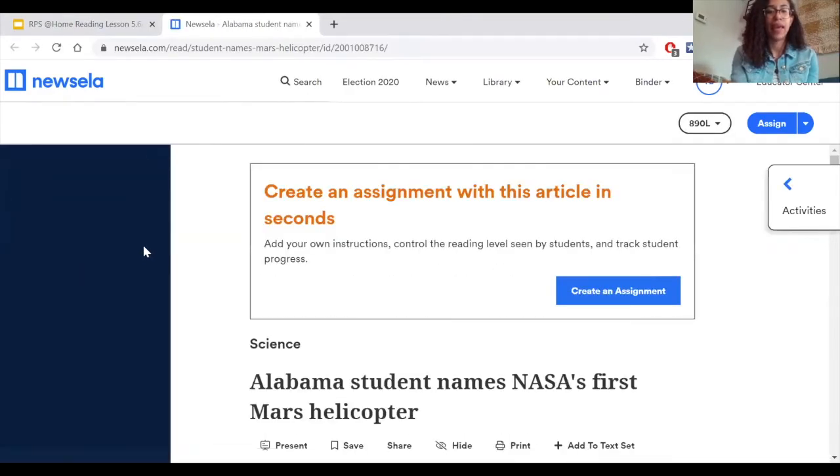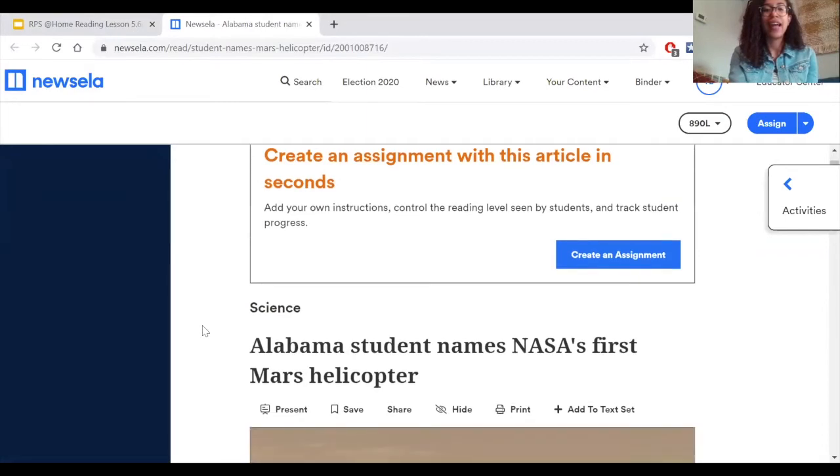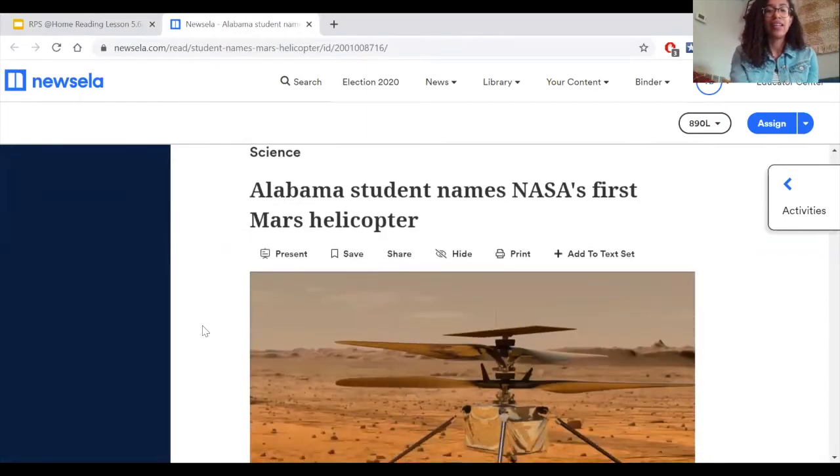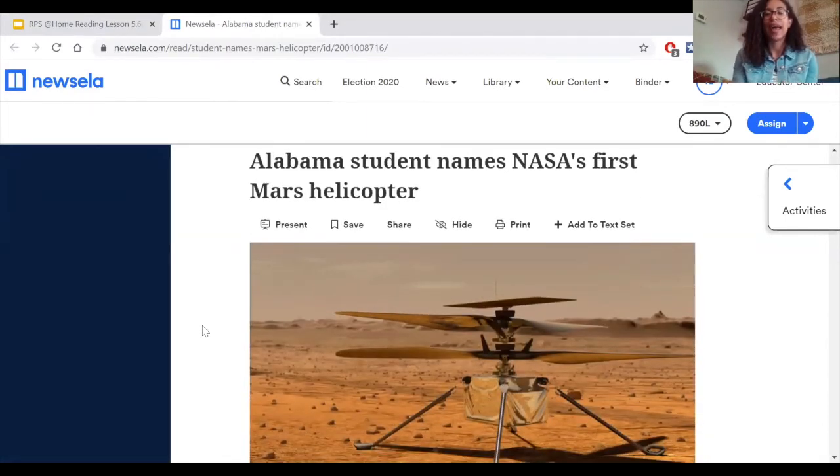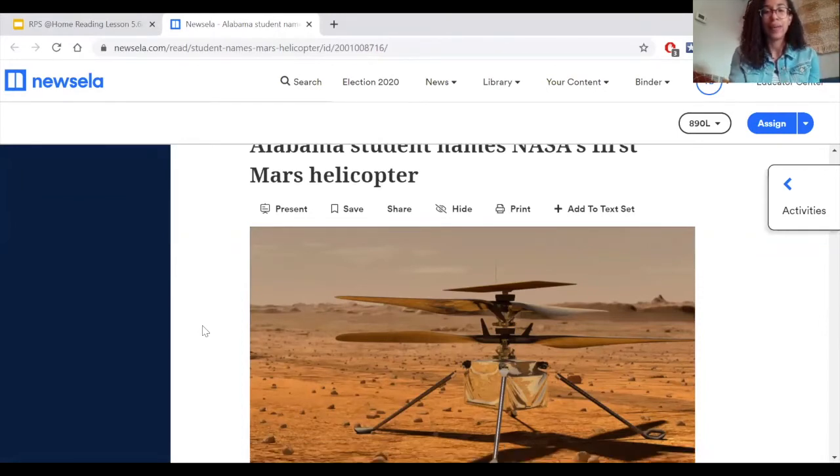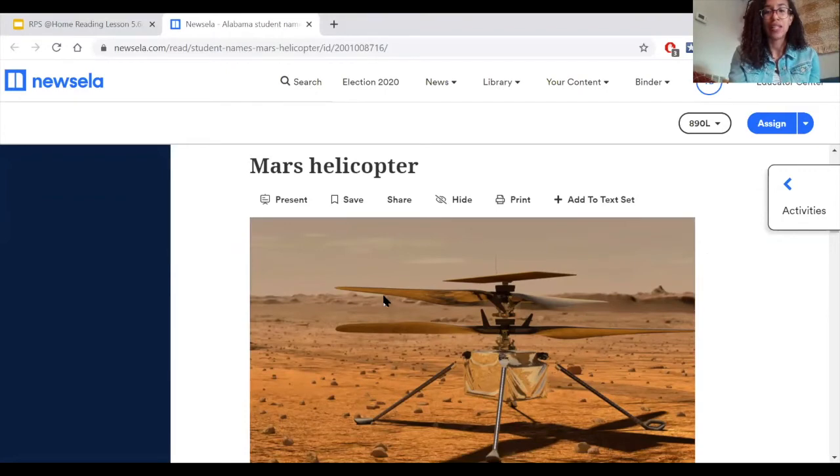Okay. The title of our article today is "This Alabama student names NASA's first Mars helicopter." So here we have a picture of the Mars helicopter.